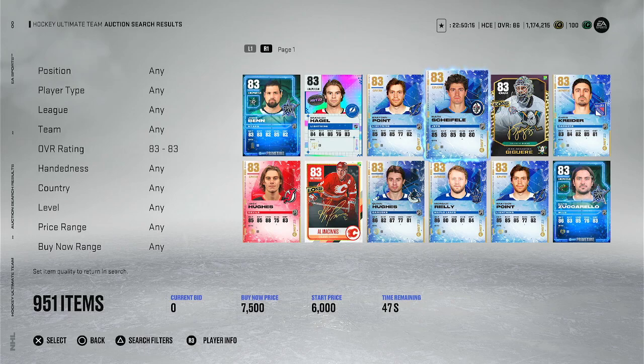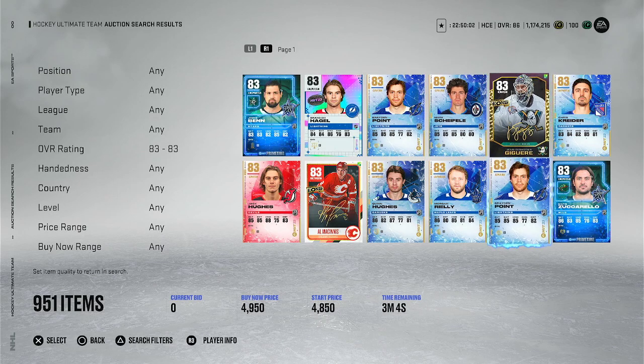The McDavids, the Draisaitl is not a really good example, but McKinnon, Matthews, Gretzky, Lemieux, they want to sell their cards as fast as possible. So they're going to undercut each other. Undercut, and the price is going to go down on these cards.